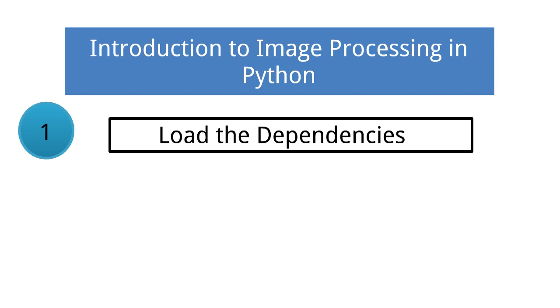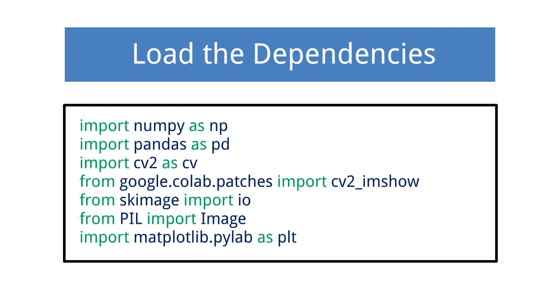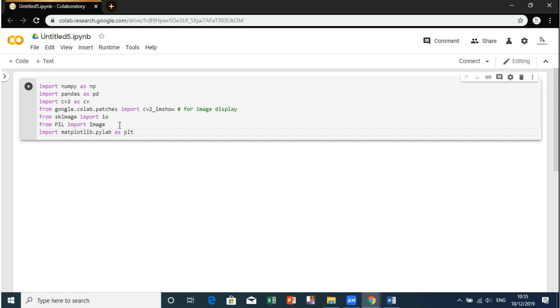This section loads some required libraries used in this notebook: NumPy, Pandas, CV2, Skimage, PIL, Matplotlib. It can be done by the following code. Let's load the dependencies on Google Colab. Use the code that was shown earlier. It might take a few seconds to import dependencies.